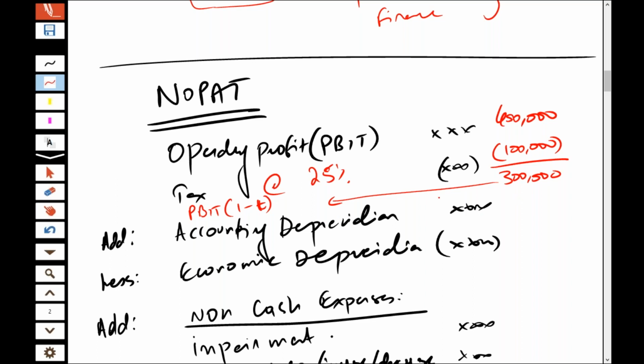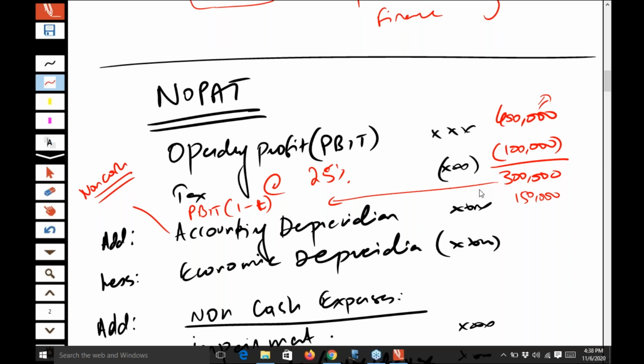Why? Because the accounting depreciation is a non-cash expense. So let's say that if the accounting depreciation is 150,000, it has already been deducted from this profit. So you need to add back the accounting depreciation.